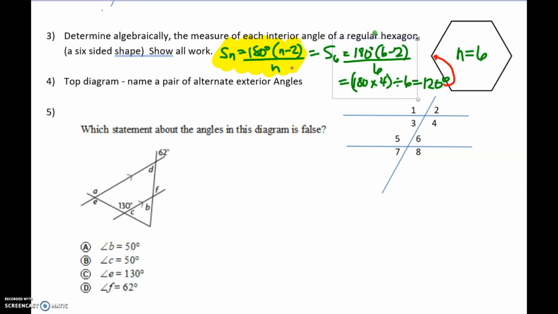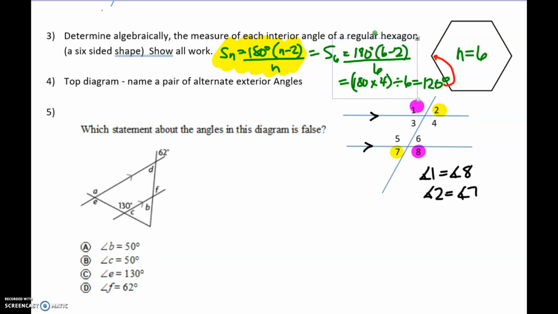The next question asks for alternate interior angles. These are the pairs in the corresponding color. Remember that if these lines are parallel, then the alternate exterior angles will always be equal. That means the measure of angle 1 equals the measure of angle 8, and the measure of angle 2 equals the measure of angle 7.